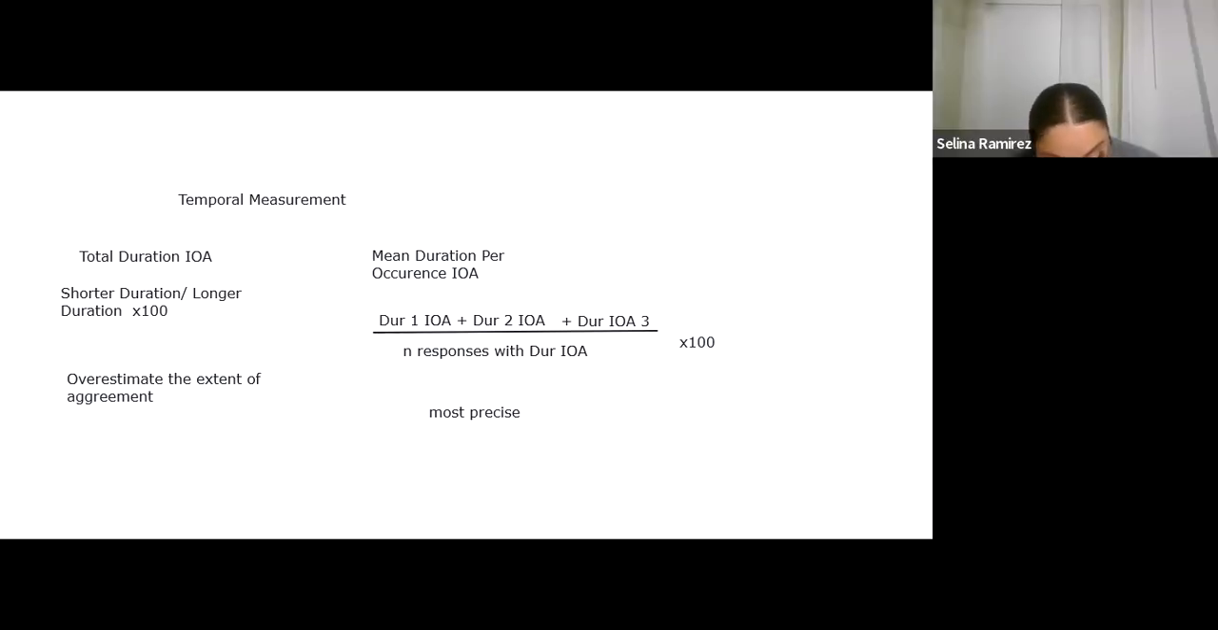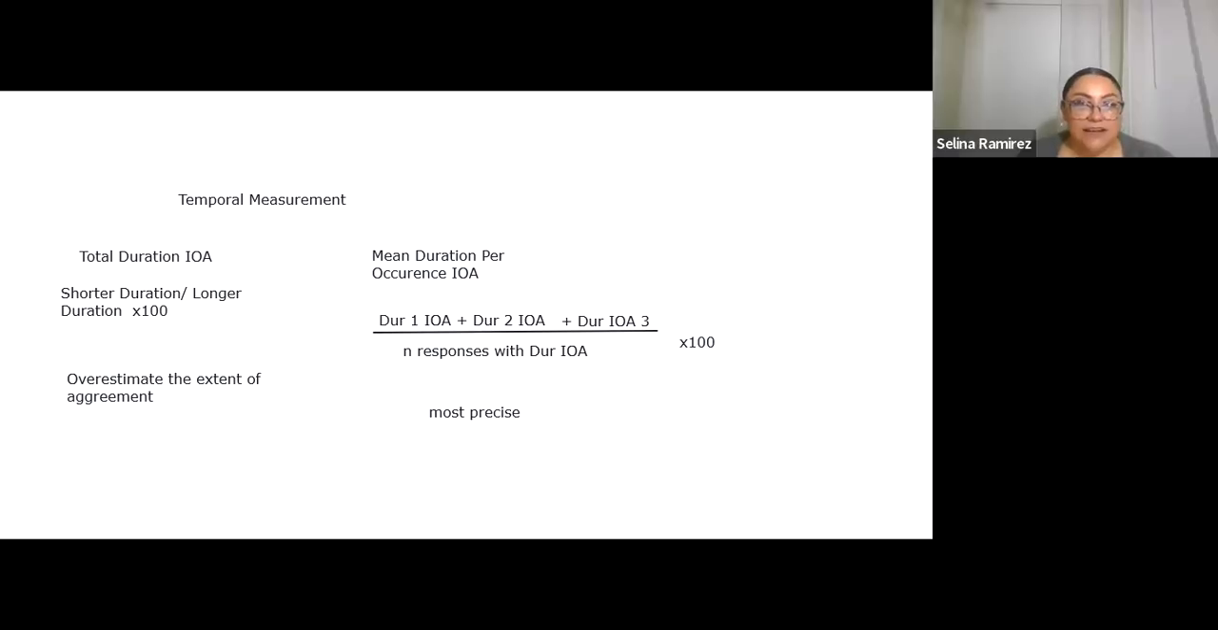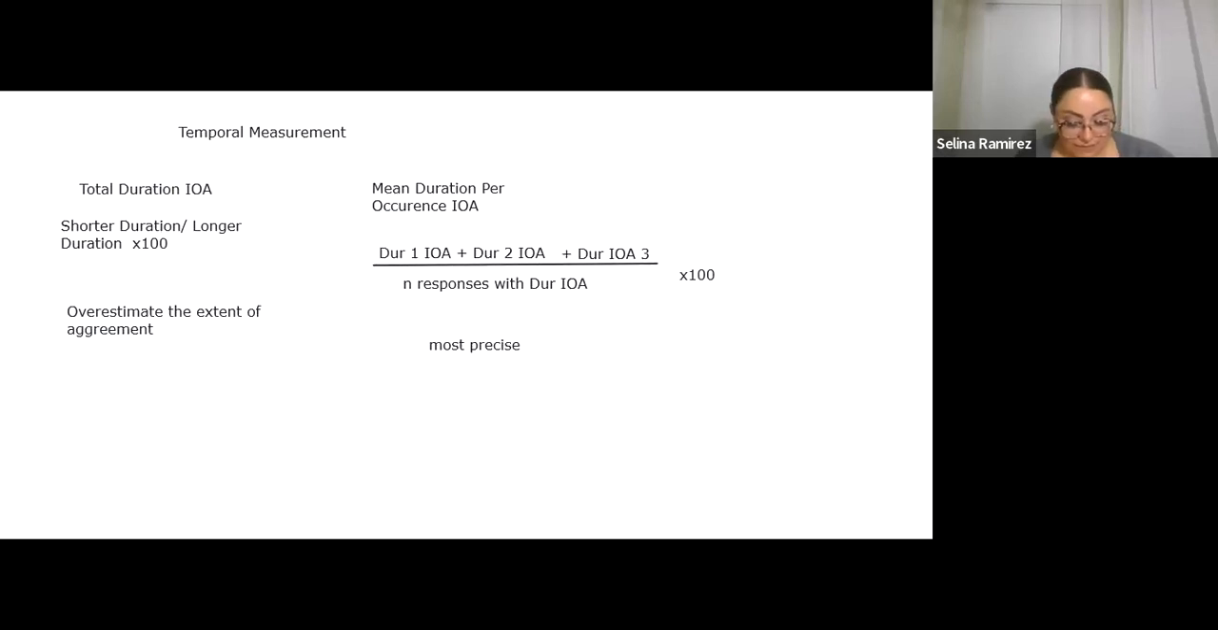It should be supplemented with mean duration per occurrence when possible. Total duration IOA should be supplemented with mean duration per occurrence, which is described next. That one is going to be more accurate because it's comparing all of their observations. So we talked about temporal measurements, and mean per occurrence. If you want to calculate an accurate IOA for duration, you should use mean duration per occurrence.